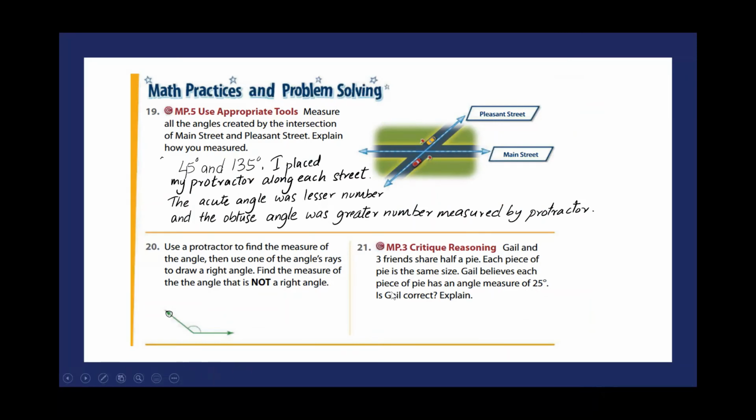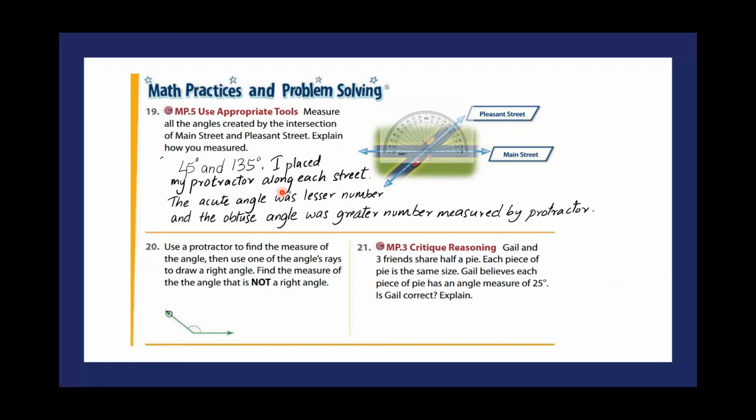Okay, so now here, question number 19. Measure all angles created by the intersection of Main Street and Pleasant Street. Explain how you measured. So here you see there are two streets that are intersecting. You will take your protractor and measure each street. When you measure it, your measurements will be 45 degrees and 135. So you have 45, 135, 45, and 135.